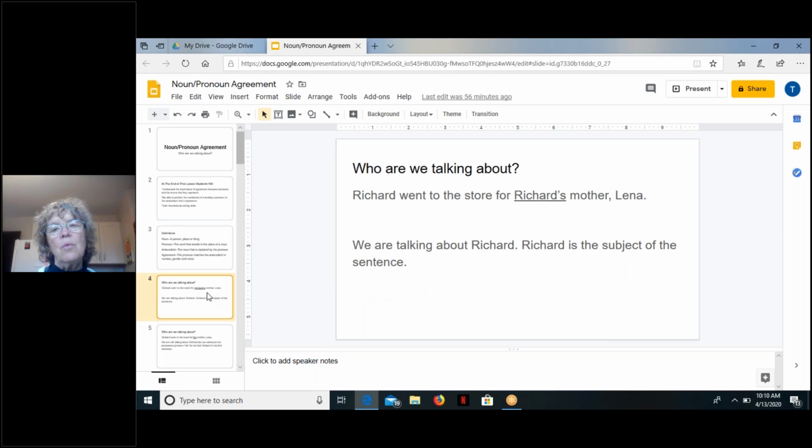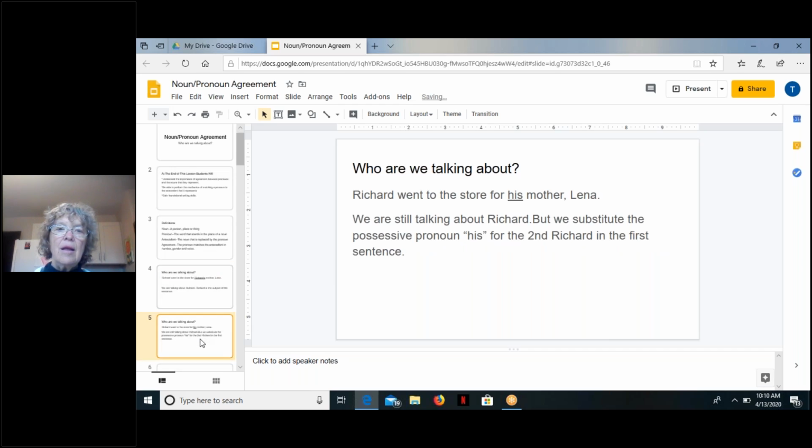So I said earlier, we want to know who we're talking about. In this sentence, Richard went to the store for Richard's mother, Lena. We're talking about Richard. Richard is the subject of the sentence. We can also write the sentence as Richard went to the store for his mother, Lena. In that sentence, his, the pronoun, refers clearly to Richard. We know who we're talking about. And we've written a sentence that is a little more readable.